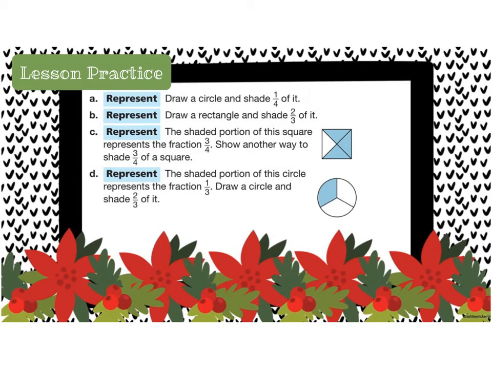Okay, let's practice a little bit together. You can get your whiteboard out. Draw a circle, and I want you to shade 1/4 of it. 1/4 of a circle. And then hold it up so I can see what you've got. If you're at home, you can draw it on a piece of paper and then check in just a second.